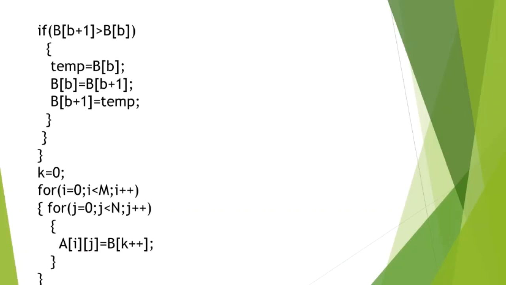After that, again k will be initialized with 0 and the single dimensional array B will store back the elements in the matrix. So the next loop is for i equals to 0, i is less than m, i plus plus. For j equals to 0, j is less than n, j plus plus. a[i][j] equals to B of k plus plus. This array B is going to initialize its elements, the sorted elements which are sorted in descending order, back into the array A. And again, k will be incremented each time it is initializing.